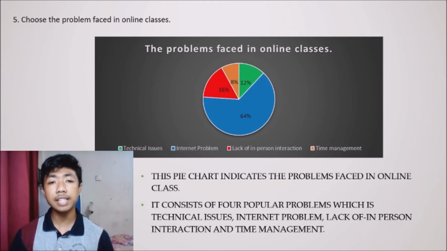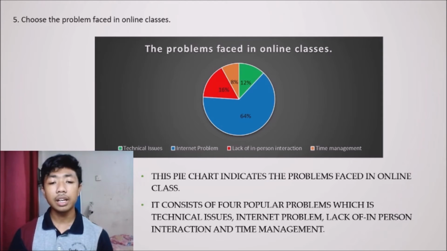As you can see, this pie chart indicates the problems that respondents face in online class. It consists of four popular problems, which are technical issues, internet problems, lack of in-person interactions, and time management. The smaller segment, which makes up less than 10%, states that time management is the least problem that respondents face in online class. Next, the lack of in-person interactions is the second most common problem. With just a 4% difference, technical issues got the third place.